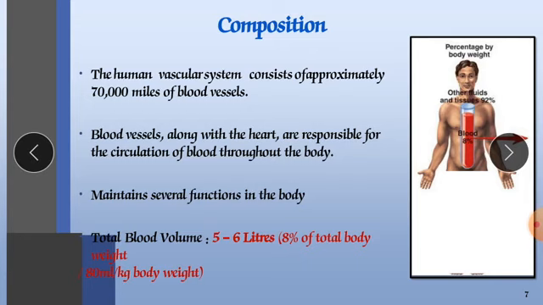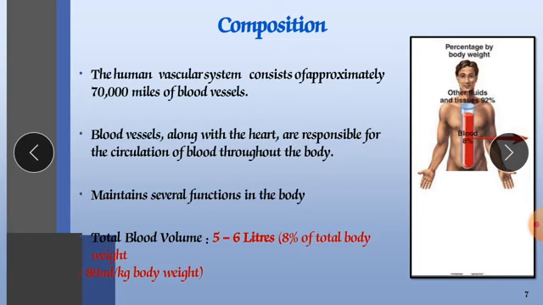So the blood is doing the major function of transportation of oxygen or exchange of gases. Now it maintains several functions in the body. For example, it maintains our body temperature. What is the temperature of our body? The temperature of our body is 37 degrees Celsius, whereas our blood temperature is 38 degrees Celsius. It is 1 degree higher than our mucosa of mouth or our rectal mucosa.